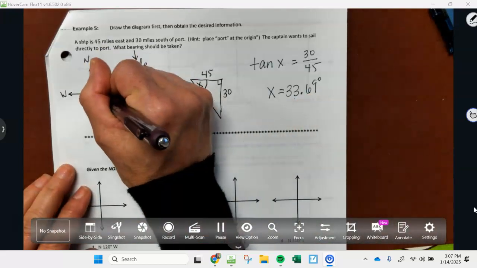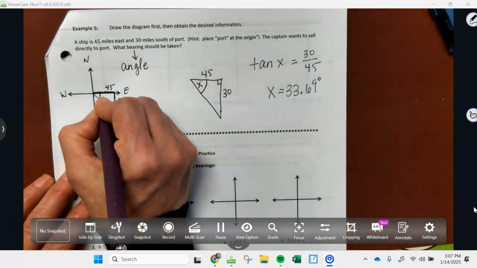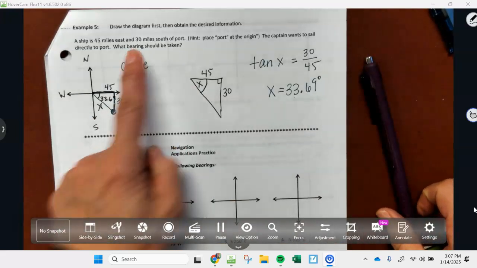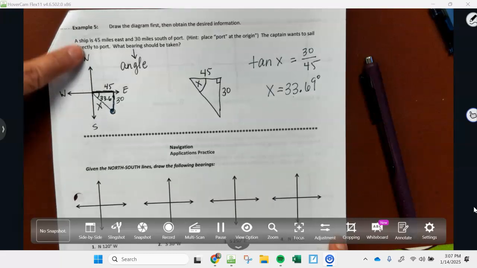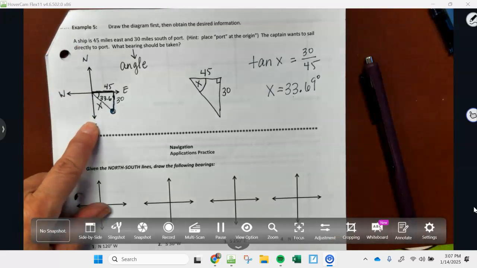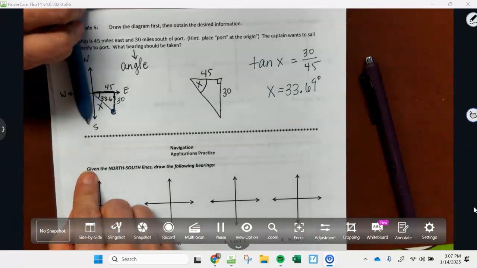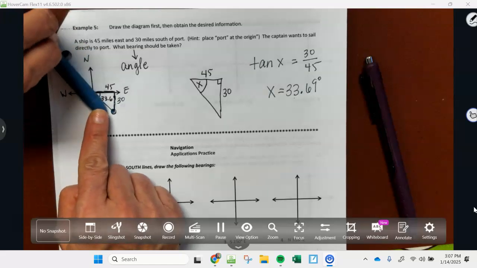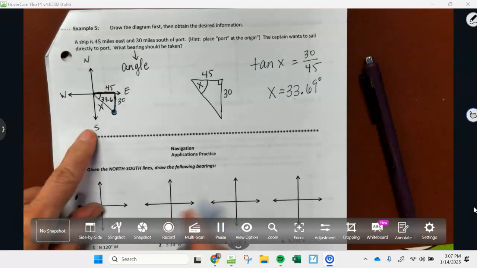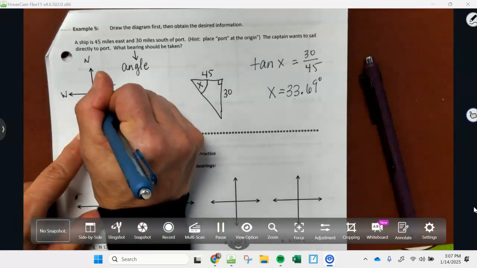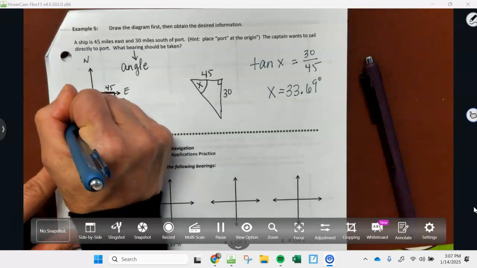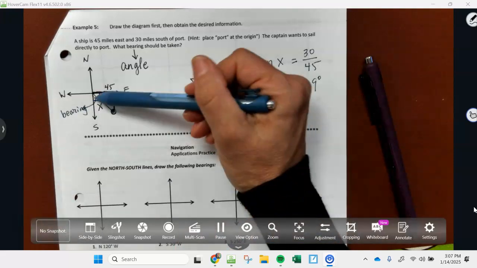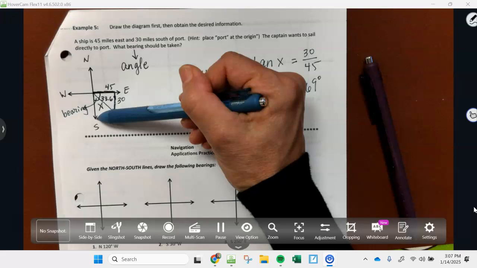Okay, so we know that angle right there is 33.69. So this is an angle of 33.69. But remember, for the bearing, we start on the south or the north line. So if I start on the south line right here and I'm trying to give this ship direction back home, then this angle I'm going to move towards the east. So we are actually looking for this angle right here. This is the bearing, because we start on this line right here.